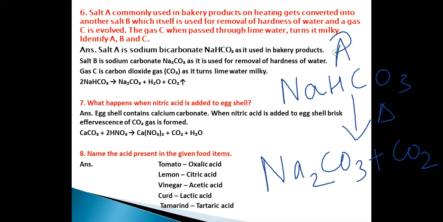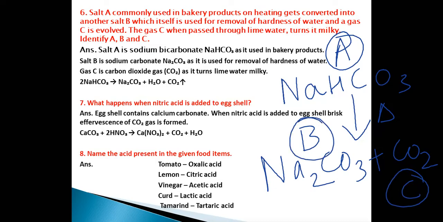So, this is salt A, baking soda. Salt B is your washing soda, and gas C is carbon dioxide gas. So this is the reaction involved over there. When NaHCO3 is heated, we are getting Na2CO3. Along with that, water is also formed, and along with that, carbon dioxide gas is formed.